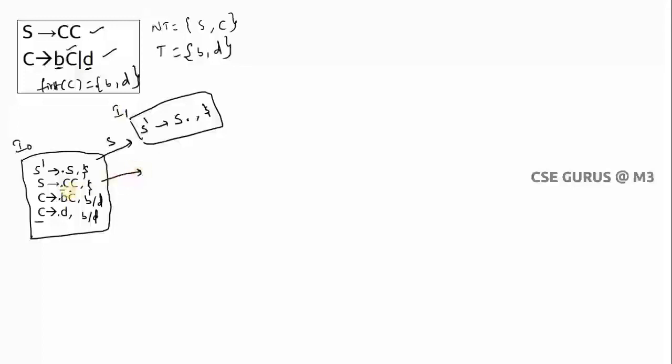Now the next one, what is that? You need to scan C. So now if I scan, S tends to dot C will become S tends to C dot C comma dollar. Now what is there after dot? C, which is a non-terminal. So you have to write C productions also: C tends to dot BC and C tends to dot D. And don't copy these lookaheads. Remember, only copy the productions. That means S tends to C dot C.